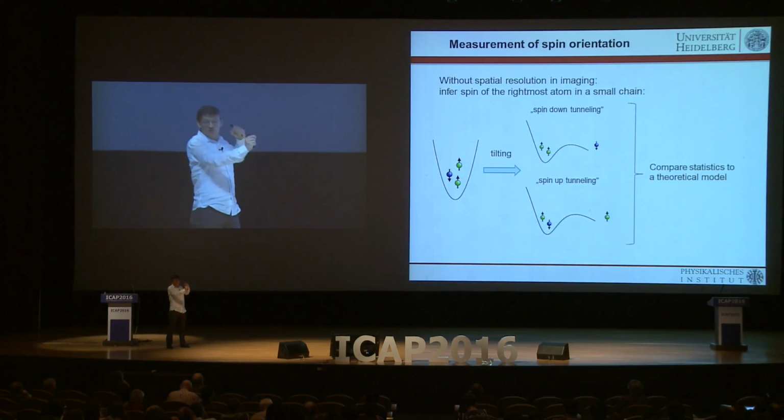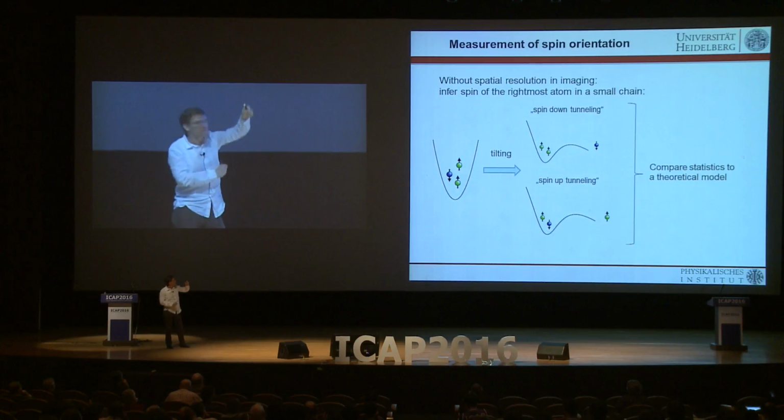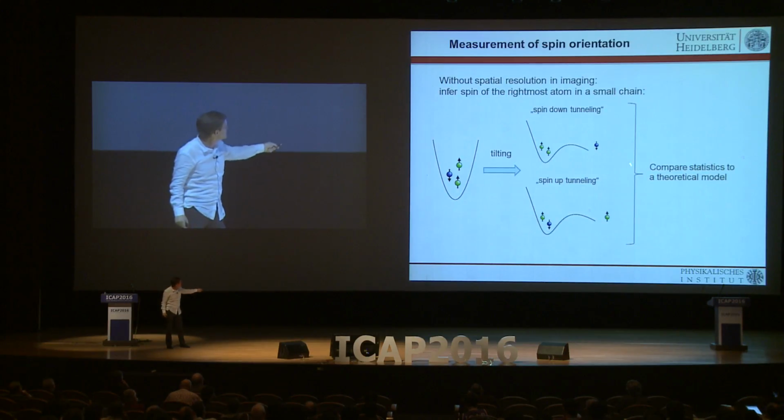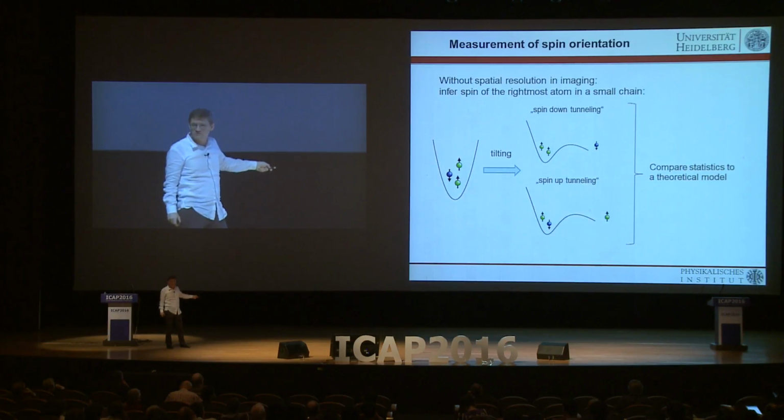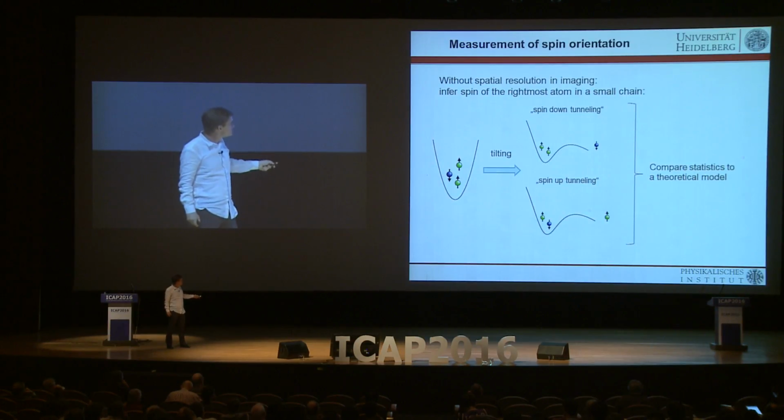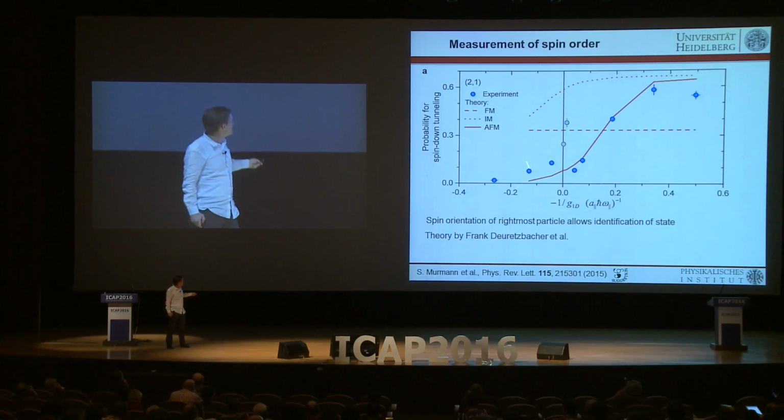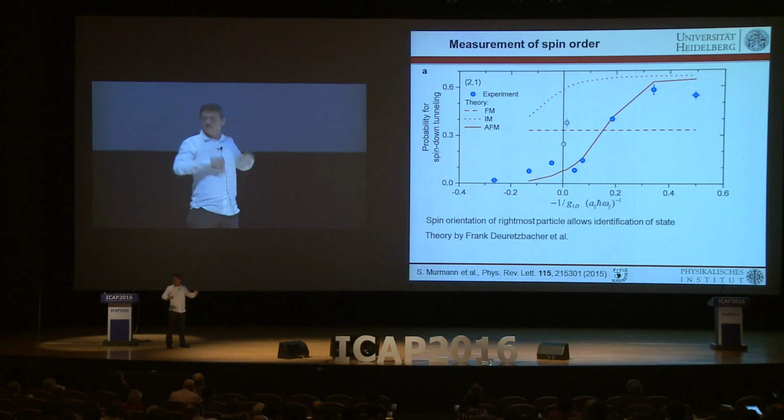But we can do this for very small spin chains. We can actually just tilt the potential and remove the outermost particle. In this case, the rightmost particle, and we can measure whether this is a spin up or a spin down particle. Okay? And then we can do statistics and see what's the probability of this outermost particle to be a spin down particle. And that's what we plot here. These are the blue data points as function of interaction strength. And this we can compare to a model to find out which state we are actually dealing with.